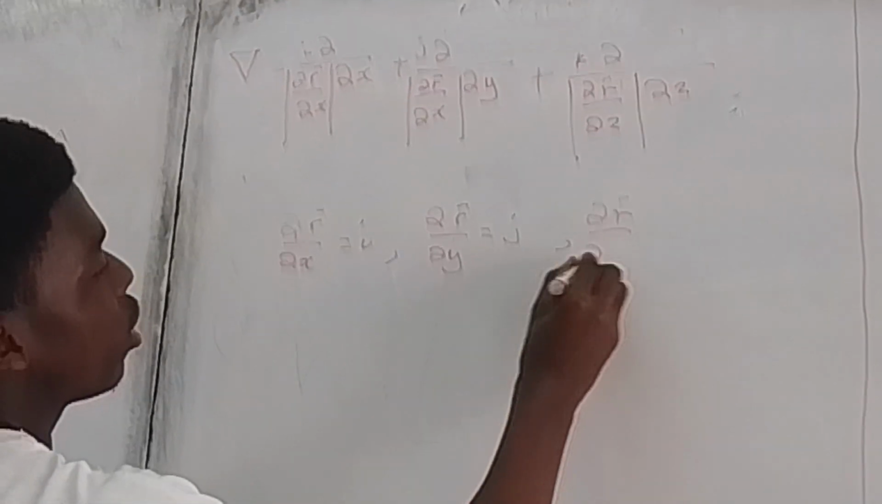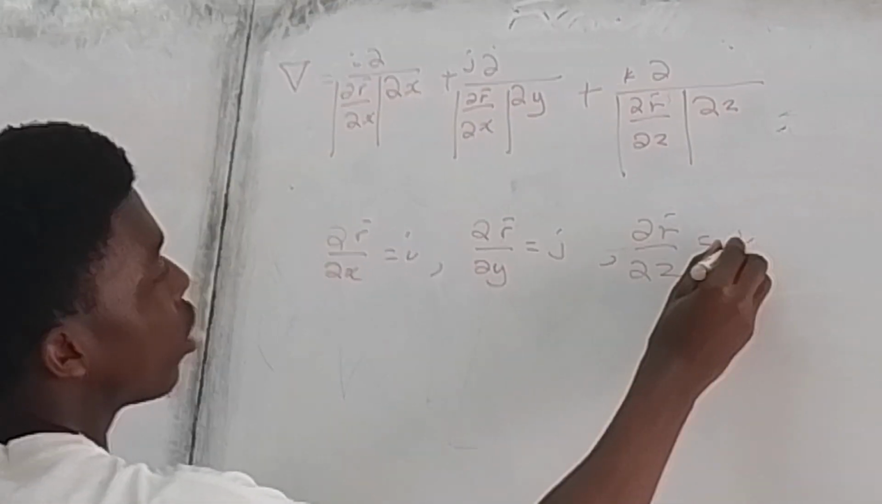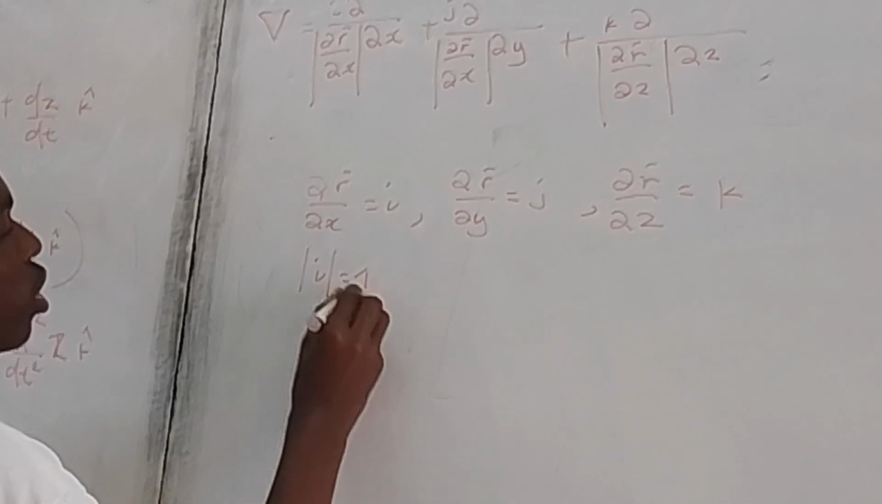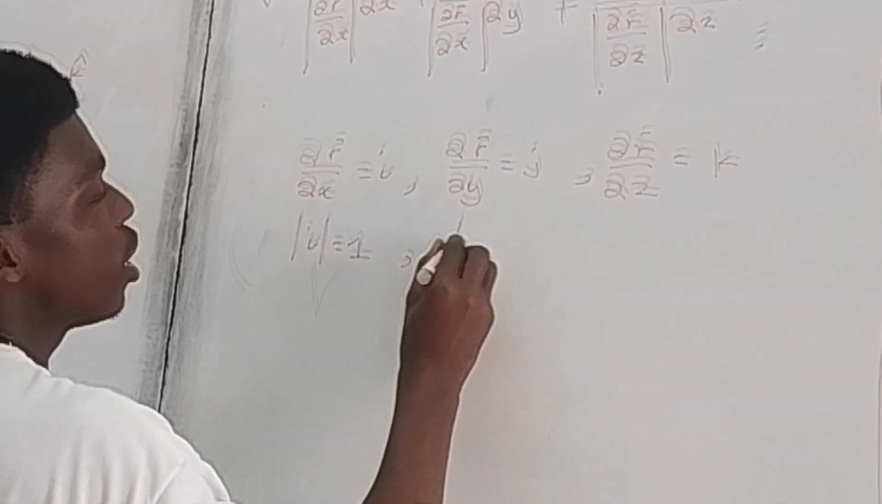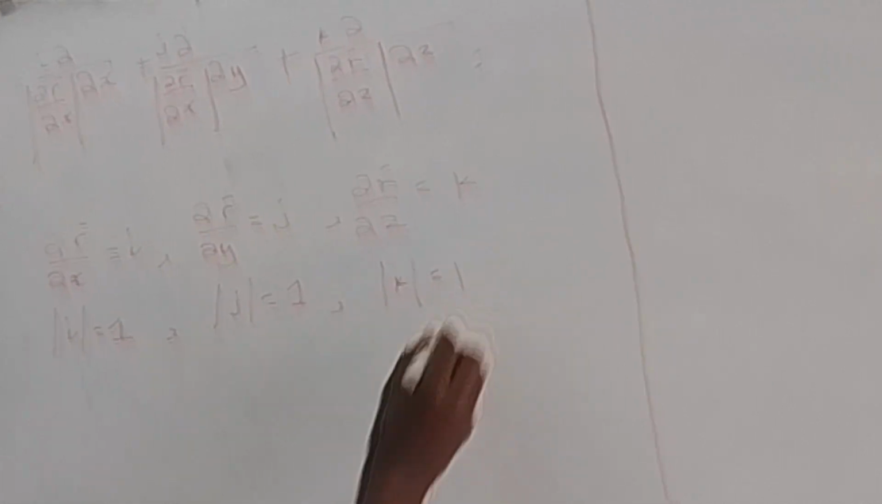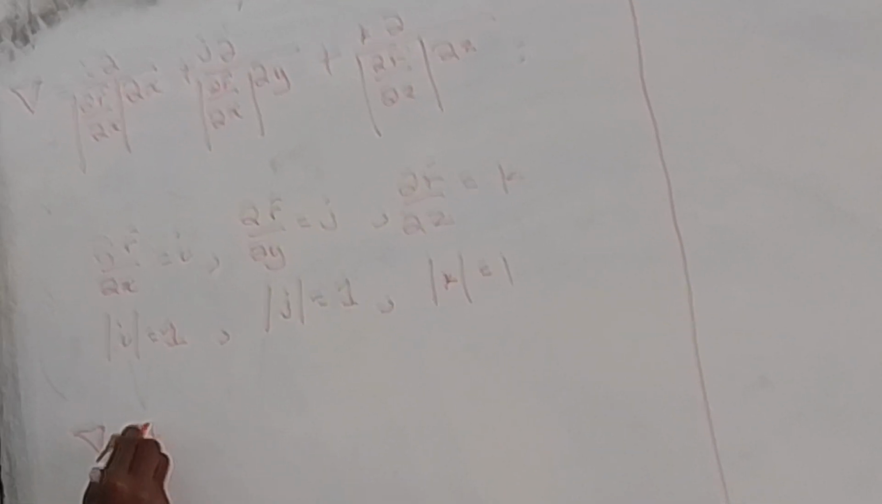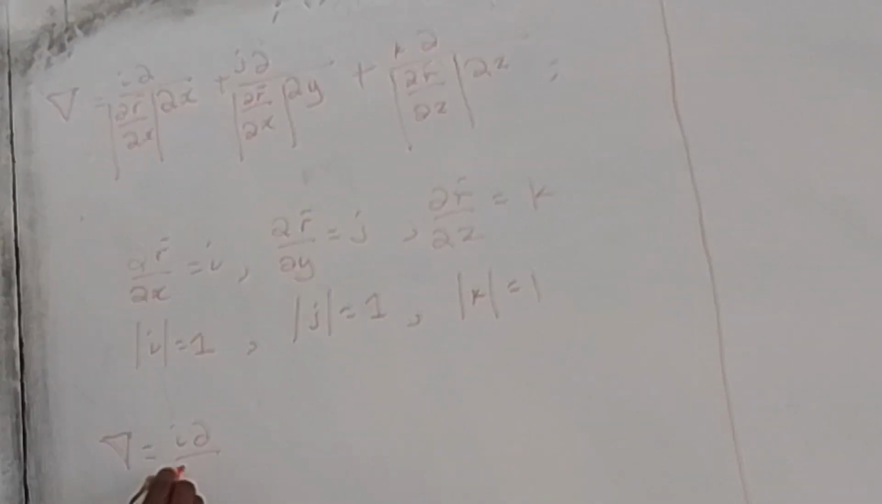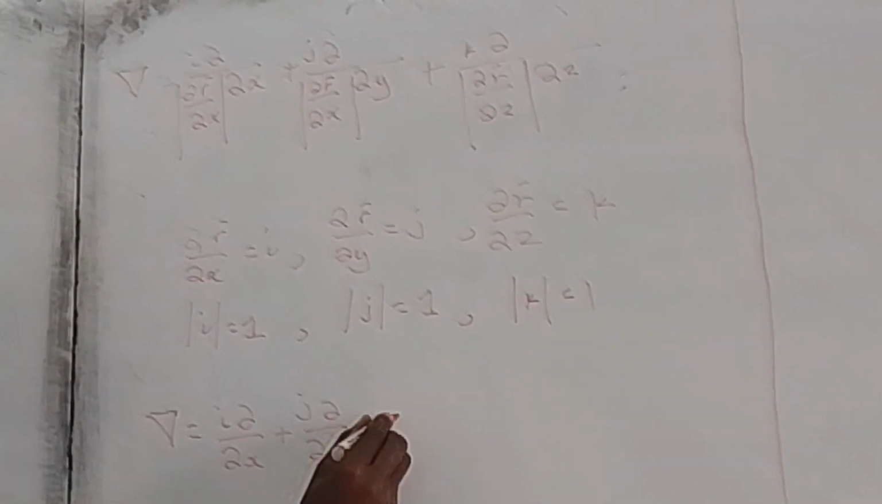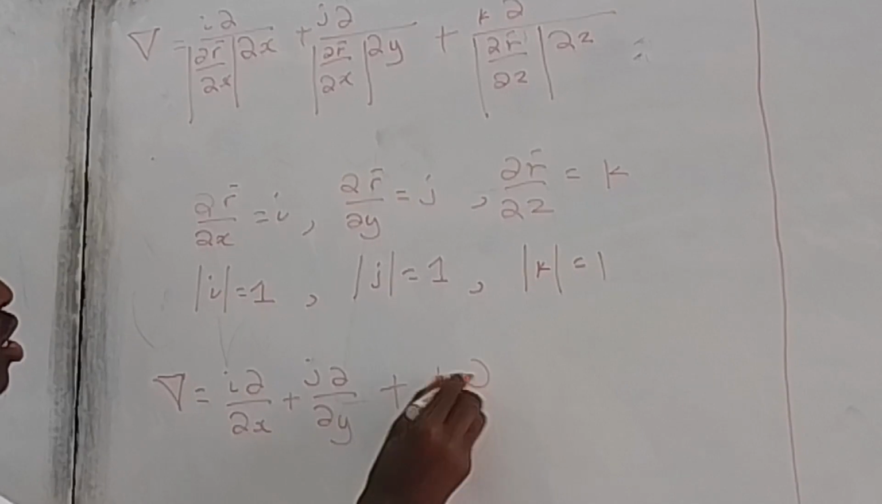And you know the magnitude of the partial derivative of r with respect to x will always be 1. Partial derivative of r with respect to y is 1. Partial derivative of r with respect to z will always be 1. So meaning our del operator will be i d over dx plus j d over dy plus k d over dz.